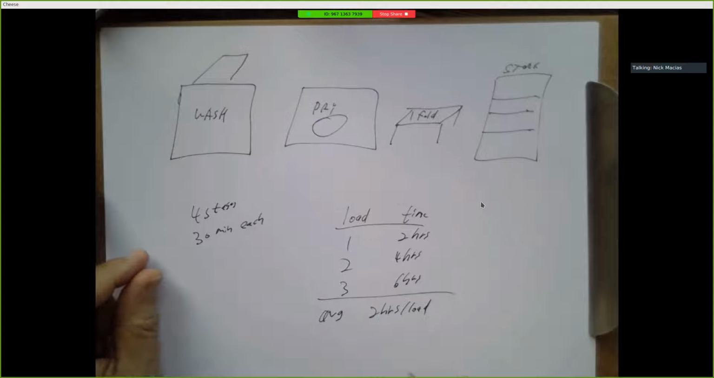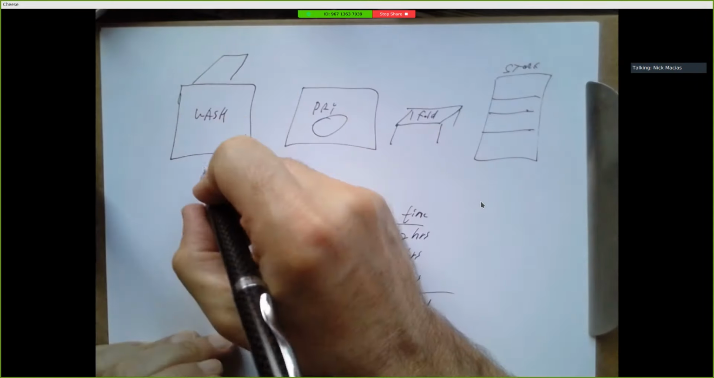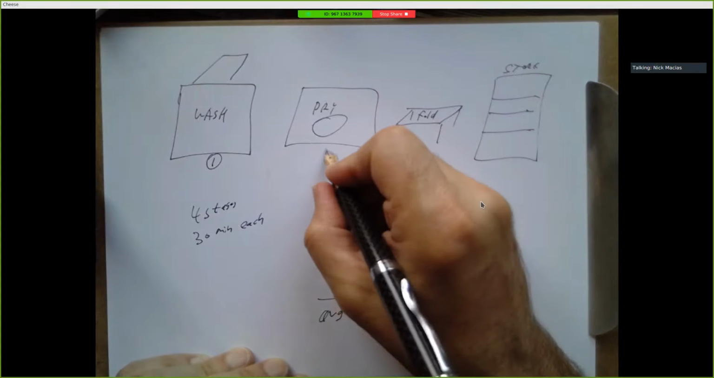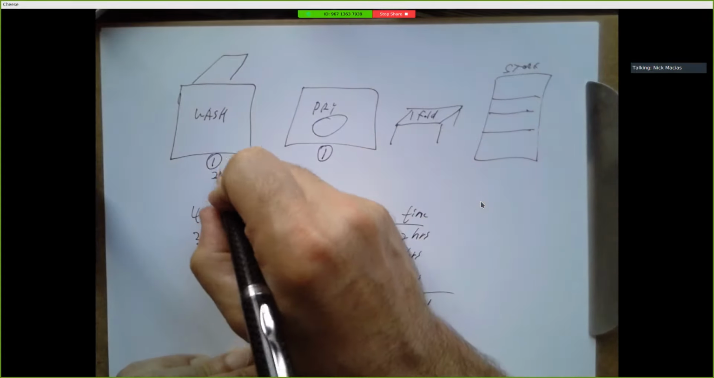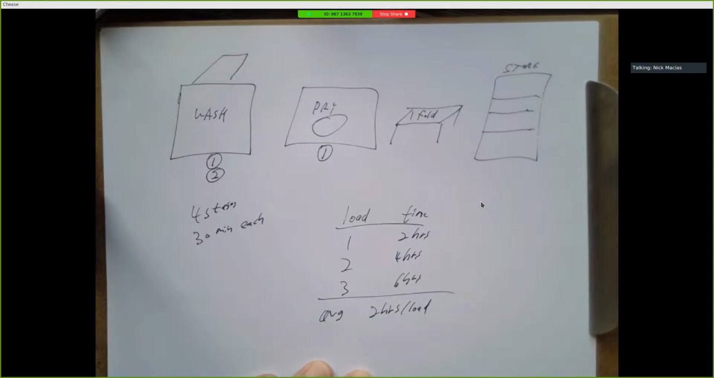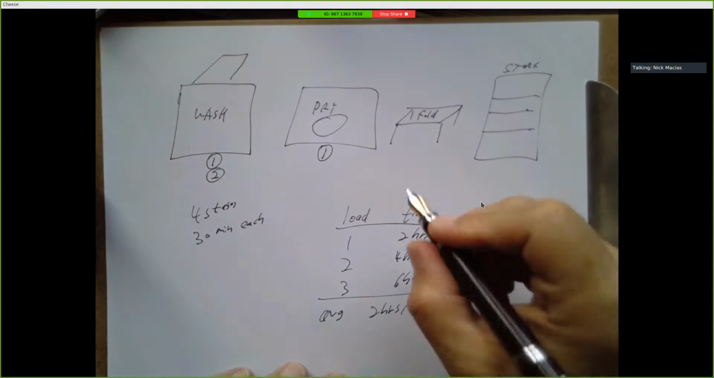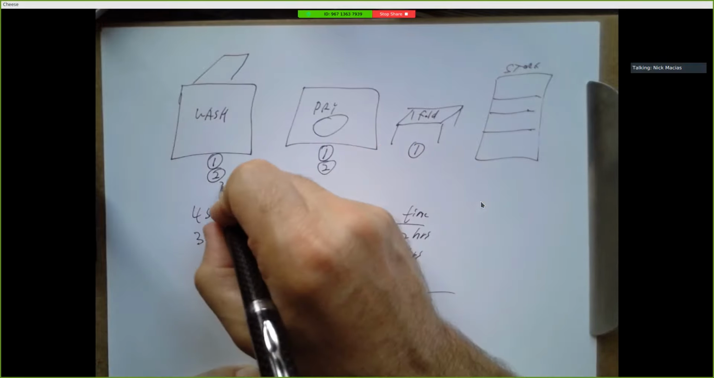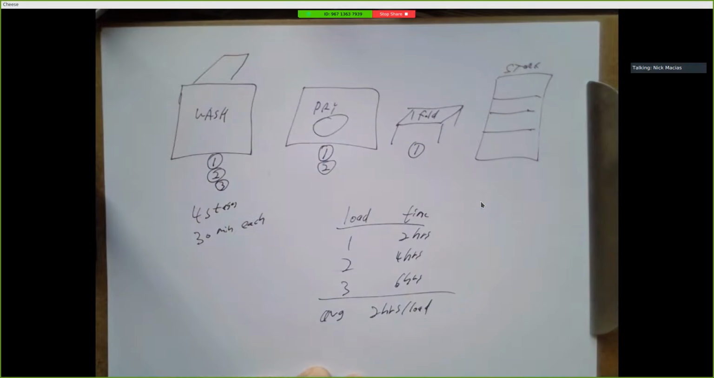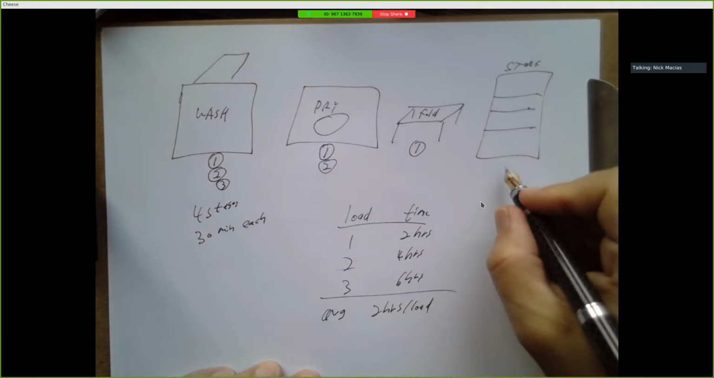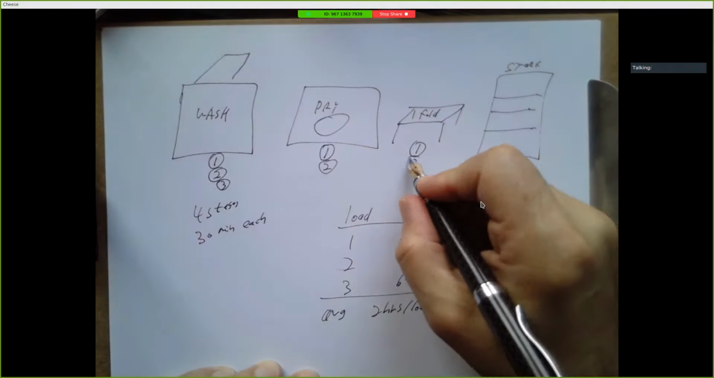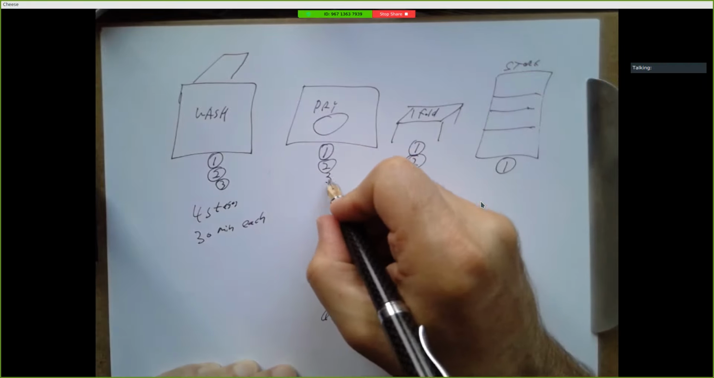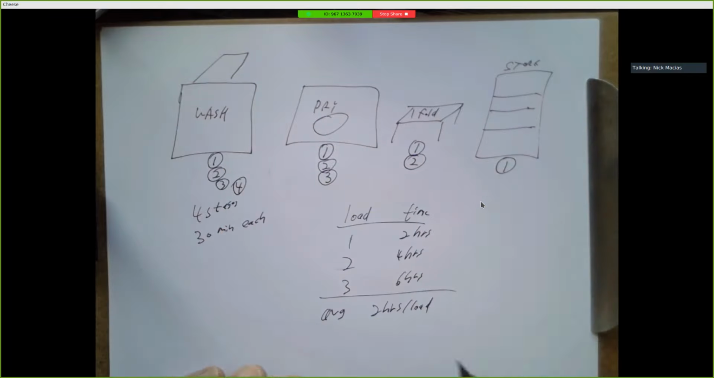All right. So we're going to put our first load in here. And after 30 minutes, we're going to put our first load in the dryer, and we're immediately going to put our second load in the wash. And after 30 more minutes, we'll start folding our first load, but we'll put our second load in the dryer, and we'll put our third load in the wash. And after 30 more minutes, we'll start storing our first load, folding our second load, because we can multitask that way, drying our third load, and washing our fourth load.